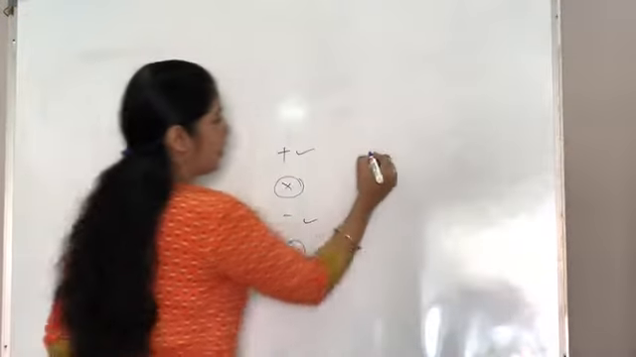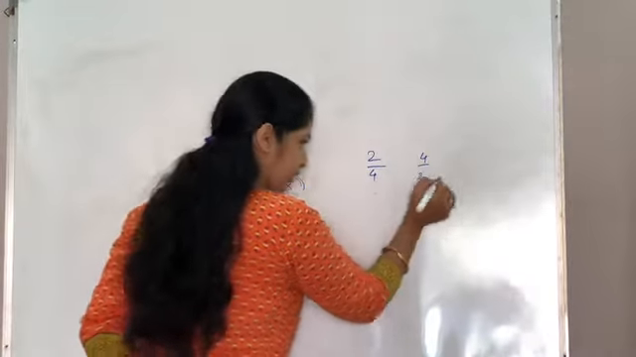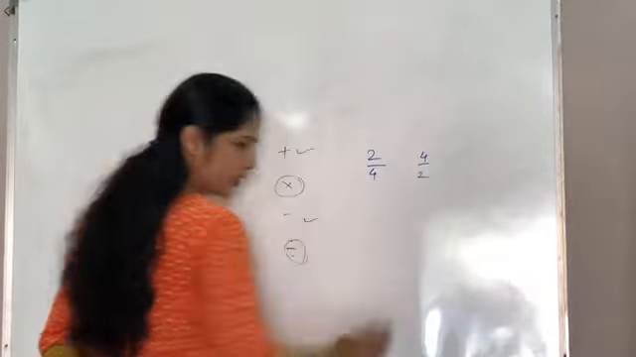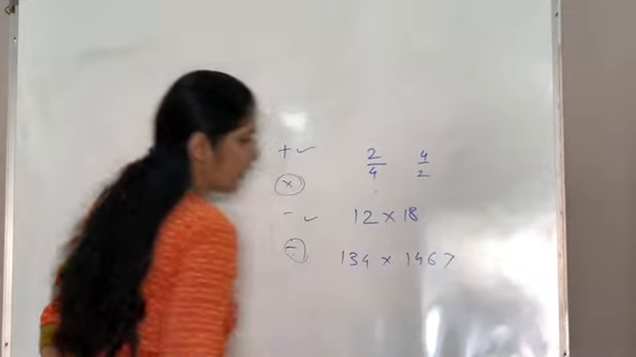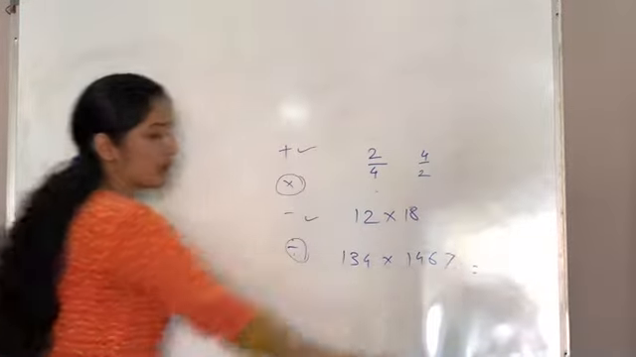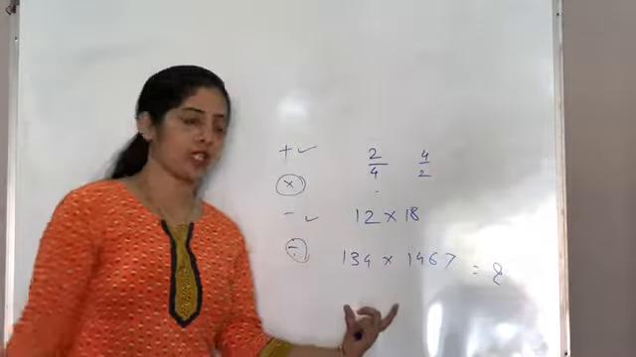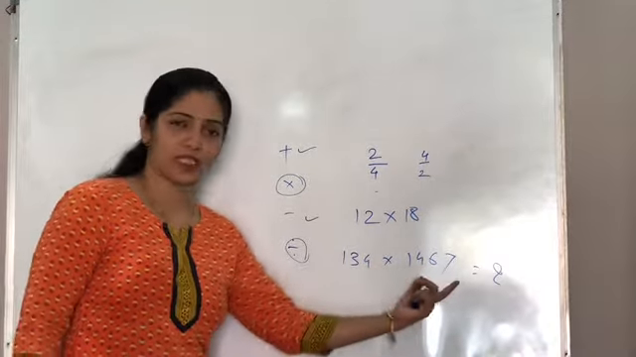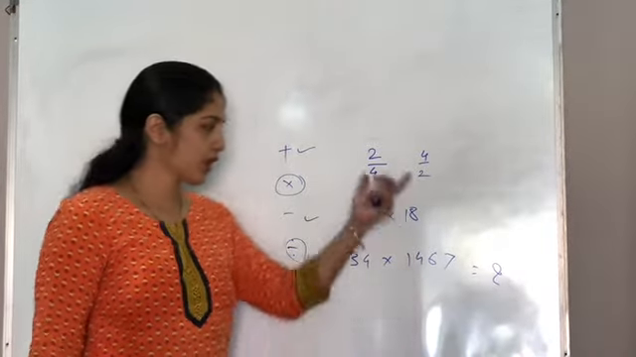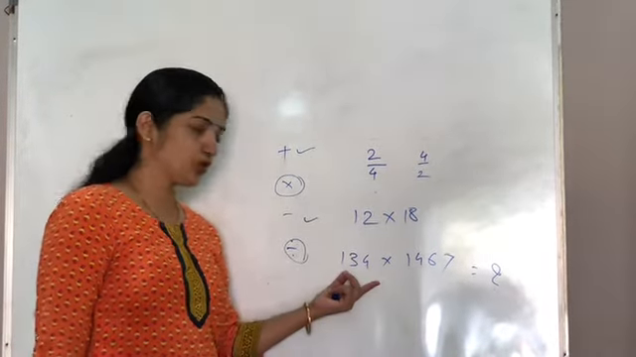For example, 2 by 4 we can do, or 4 by 2, or 2 multiplied by 8. Even 12 multiplied by 18 we can do. But a number like 134 multiplied by 1467 is very difficult to calculate. So we use logarithm, or the log table, for that calculation, and we can easily find the answer. The logarithmic way is very important to calculate the values.